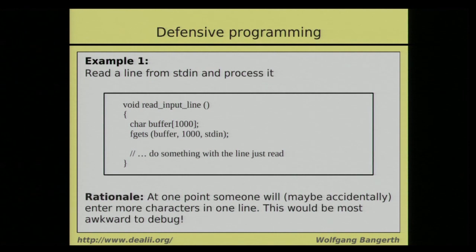So fgets can produce an error if somebody gives you a line that has more than 1,000 characters, and that would be defensive programming because we anticipate that eventually somebody will enter something that is more than 1,000 characters, and we deal with the situation. We anticipate the problem and we deal with it.